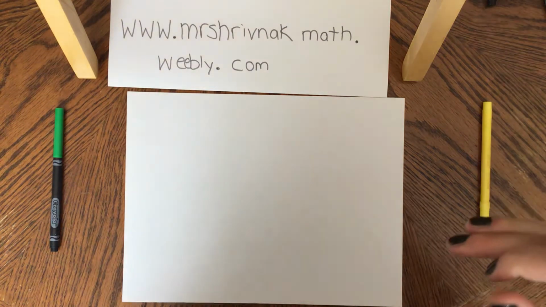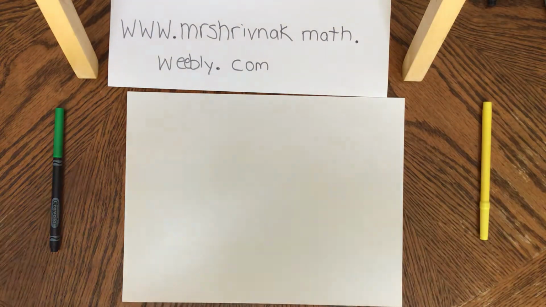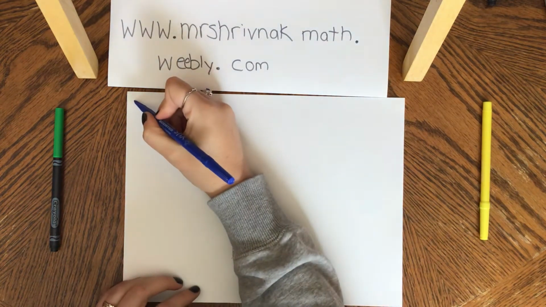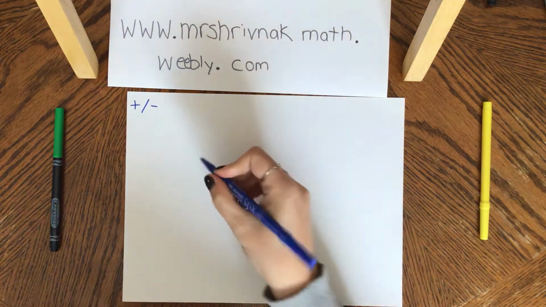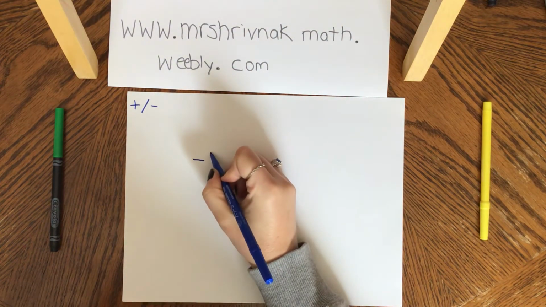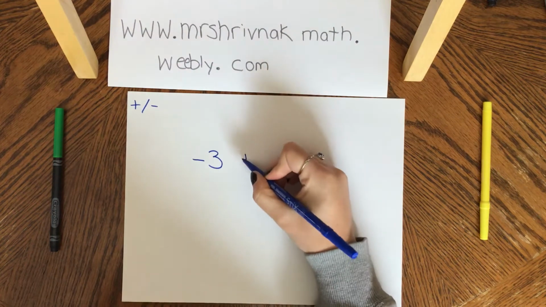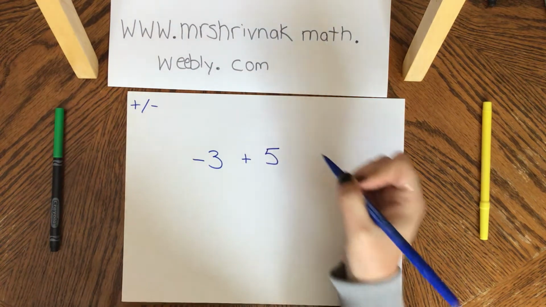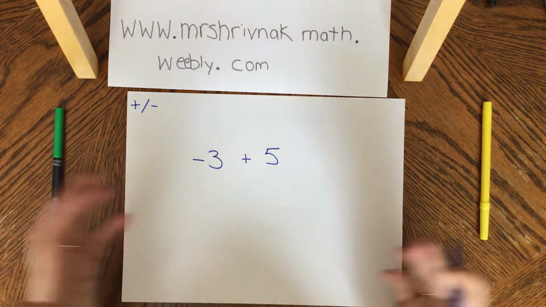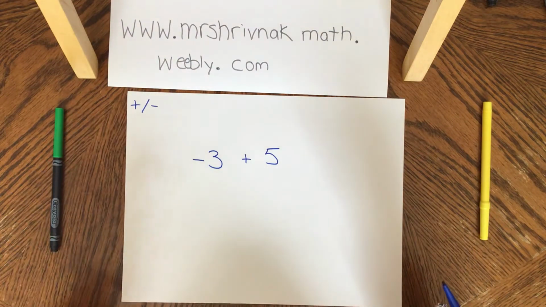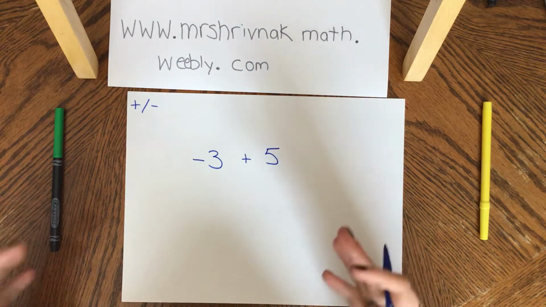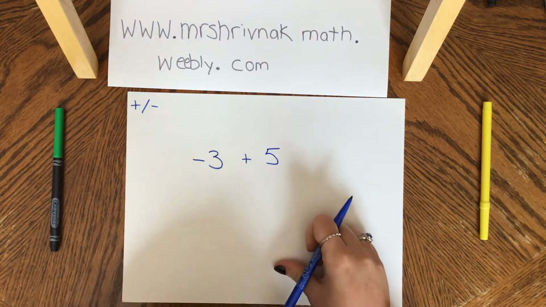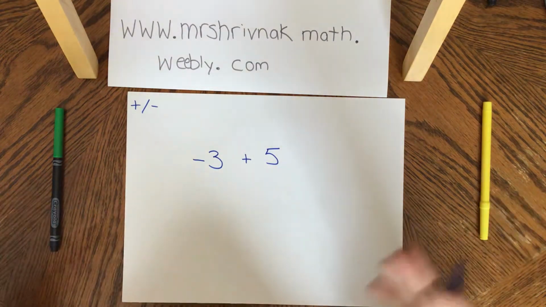Okay, these are the operation rules for integers, and so adding and subtracting are going to go together. So let's say that I have -3 plus 5. I have a song, it's on my website, and it goes like this. Same signs keep and add, different signs subtract. Keep the sign of the larger number, then you'll be exact.